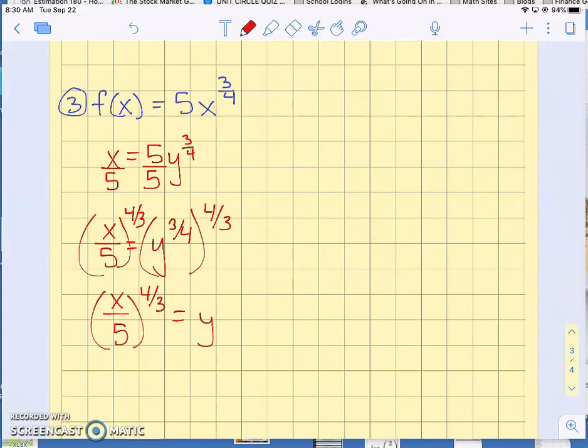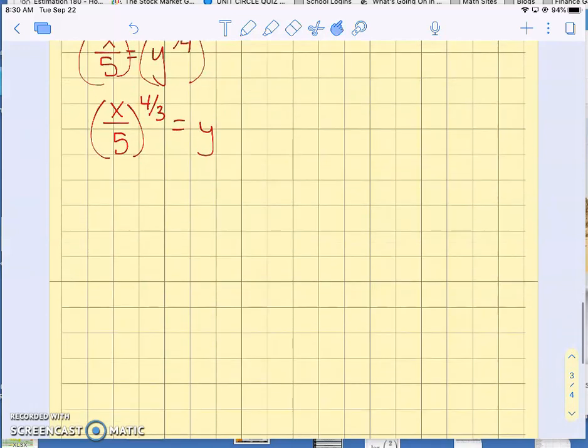And again, you could distribute to the top and the bottom. So you could distribute that and say this is x to the 4/3 and 5 to the 4/3 as well, equals, and then we'll use our inverse notation.